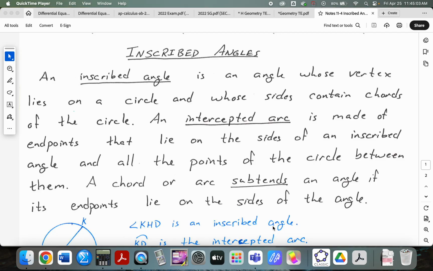Today we're going to talk about inscribed angles. Before now we've talked about central angles. The central angle is where the vertex is at the center of the circle. Inscribed angles, instead of the vertex being at the center of the circle, the vertex is on the circle. So the formal definition is an inscribed angle is an angle whose vertex lies on the circle and whose sides contain chords of the circle.